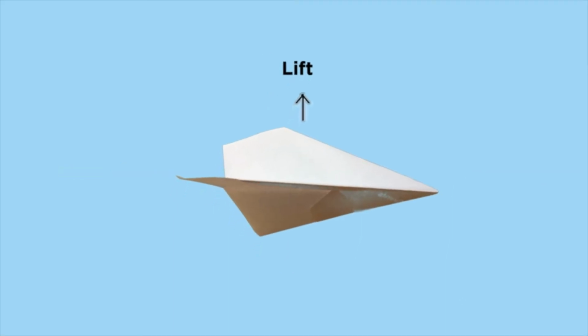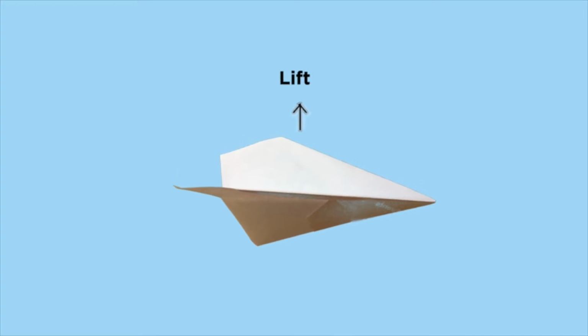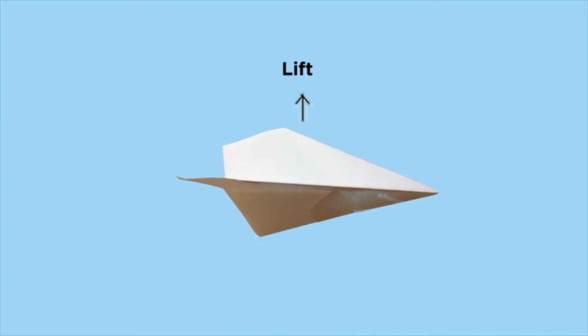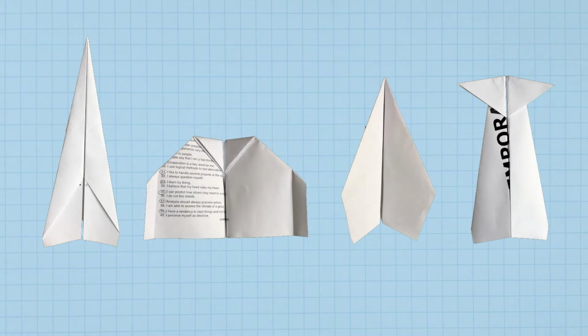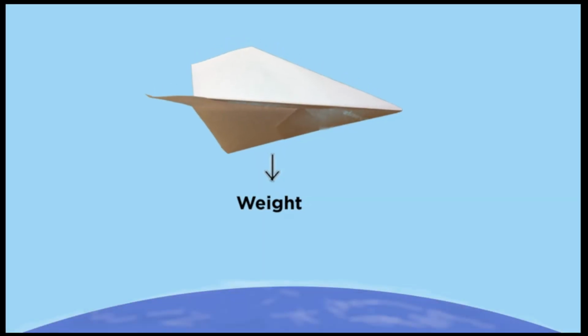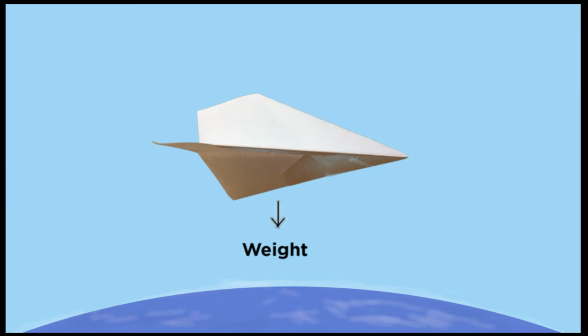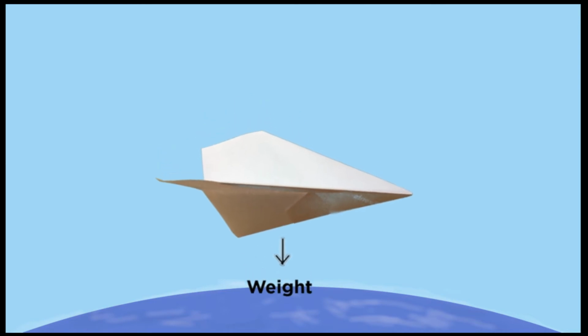Lift is an upward force that keeps the airplane afloat. Size and shape of the wings, or the location of the wings, changes how much and where the airplane gets this upward force. Weight is a downward force. It is a force of gravity pulling the airplane down towards the earth.